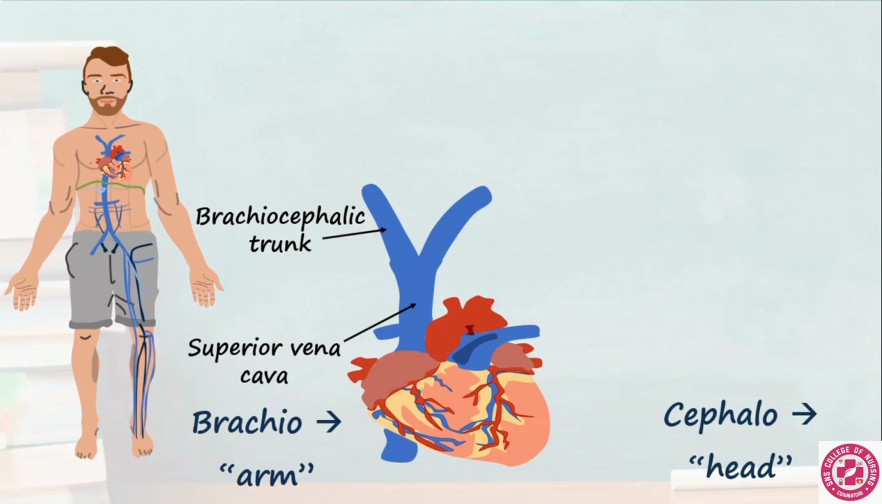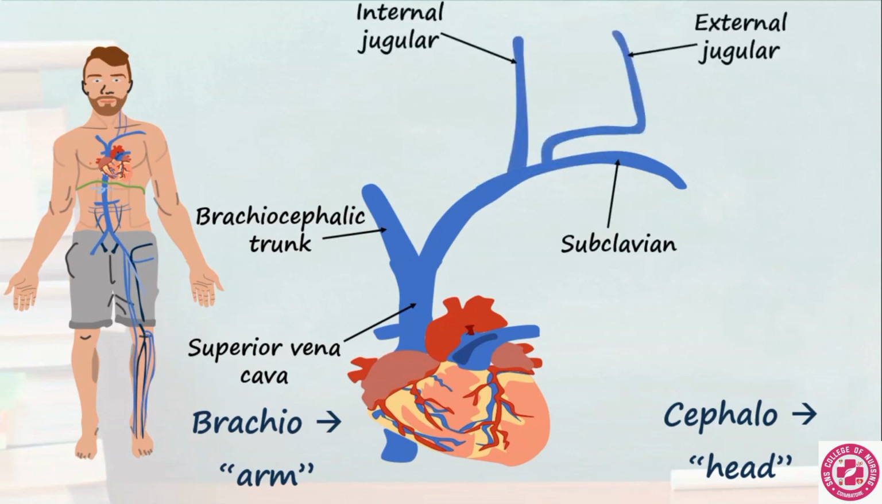Draining into each brachiocephalic trunk is a vein that runs deep to the clavicle and is thus named the subclavian vein. This receives 2 major vessels that drain the head and neck, known as the internal and external jugular veins.